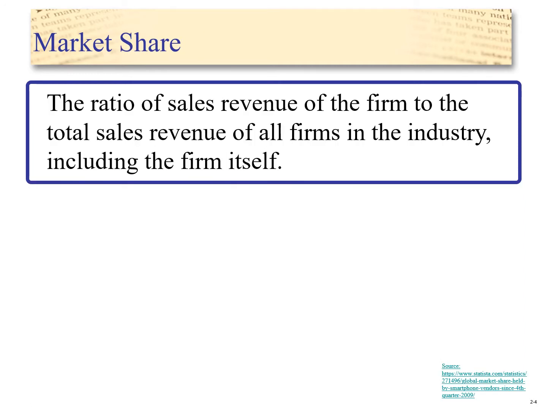Next, market share is the ratio of sales revenue of the firm to the total sales revenue of all firms in the industry, including the firm itself. And we talked about what revenue is. So you can basically calculate what place you are in the market, or how much of the market is yours, by just dividing your total sales revenue by the total sales revenue of the entire industry in which your firm is also included. That will give you your share of the market in the entire industry.